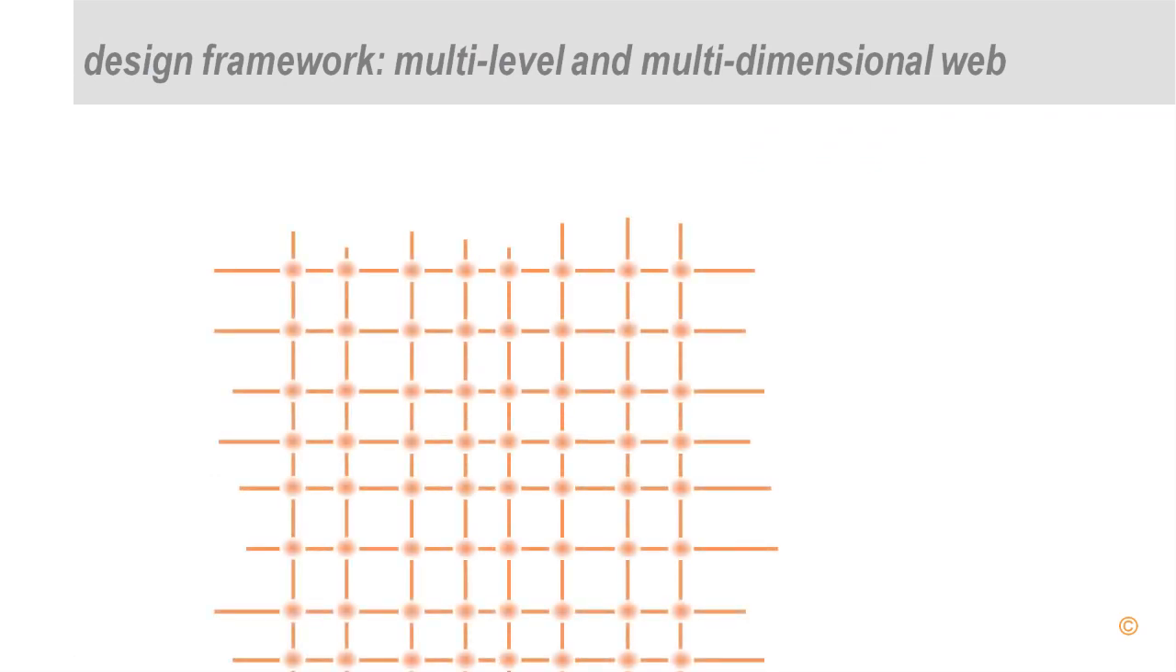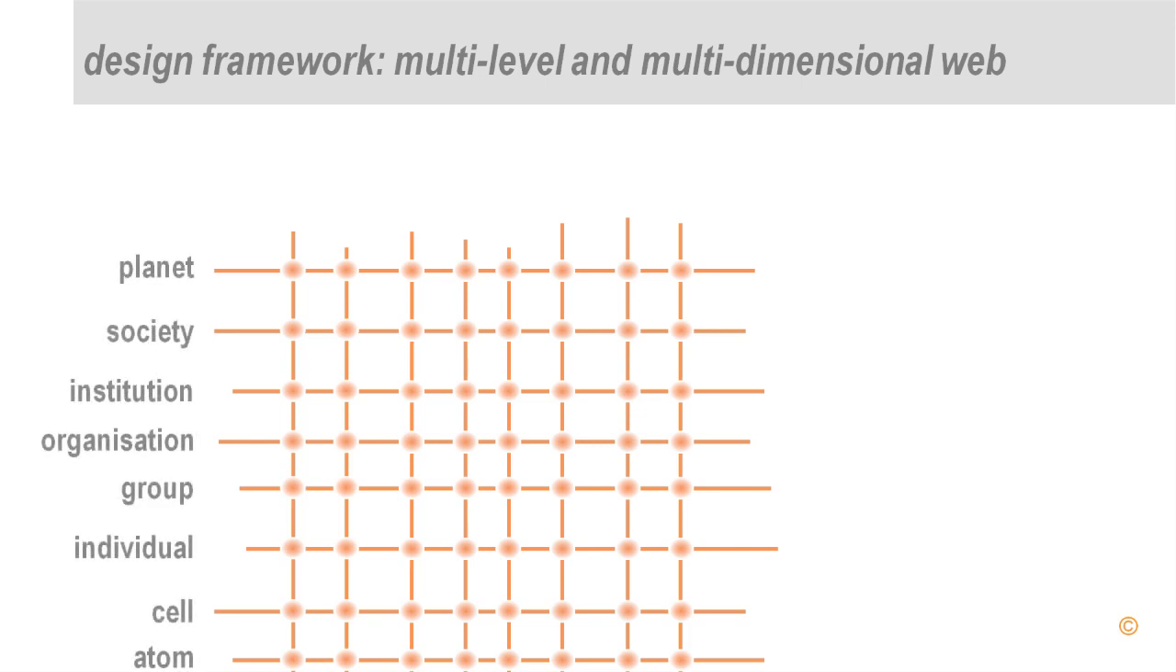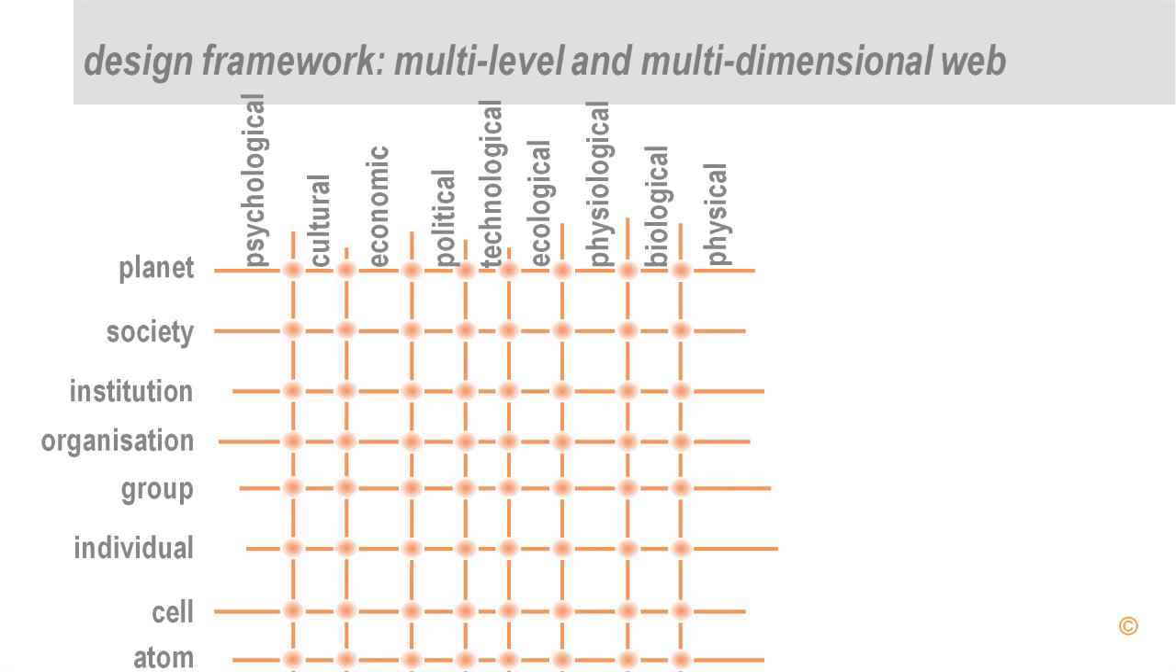Then we have also introduced the multi-level, multi-dimensional web as a framework. The theoretical foundation of that framework is that systems are organized hierarchically from a planet to the atomic level via societal, individual levels and so on. And that systems at each level are multidimensional. So we are plotting the levels against the dimensions, creating a matrix.